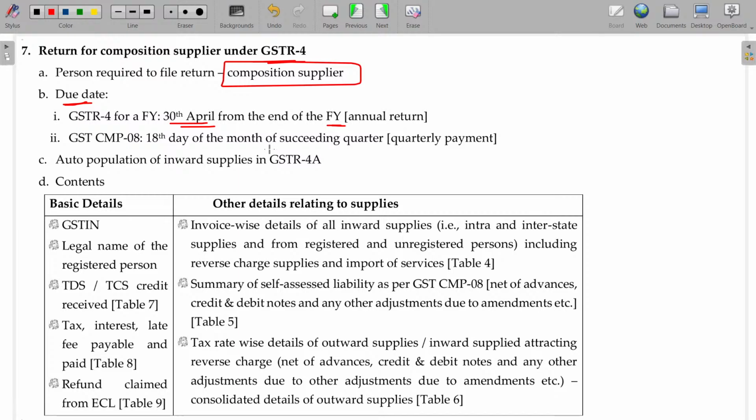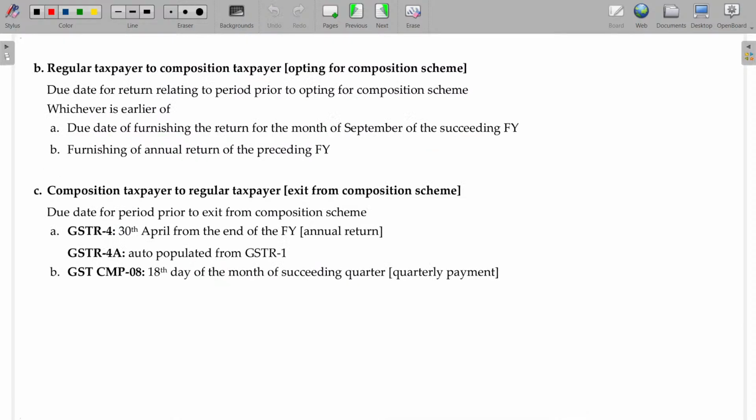Okay, but what about the payments, sir? Payment should be done quarterly. For the QRMP, monthly payment, quarterly return. For the composition, yearly return, quarterly payment. The quarterly payment being the 18th day of the succeeding month. So while furnishing, all the details available for the transactions and the person to whom everything will be available here.